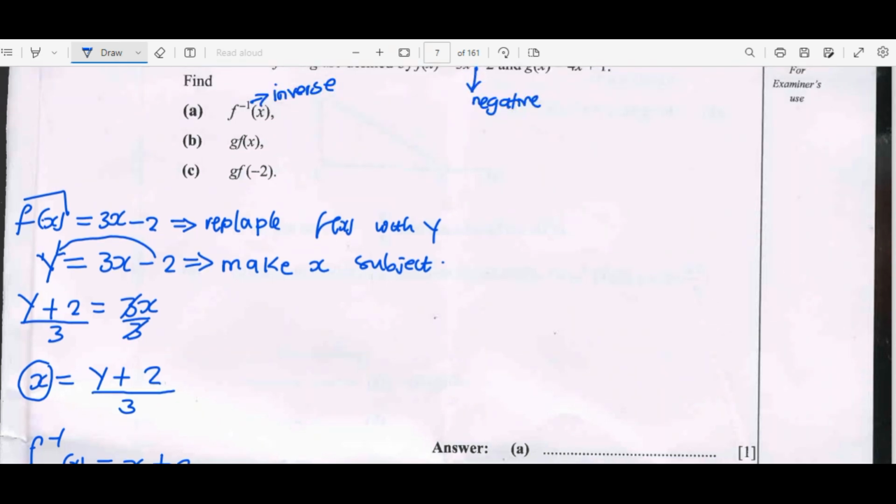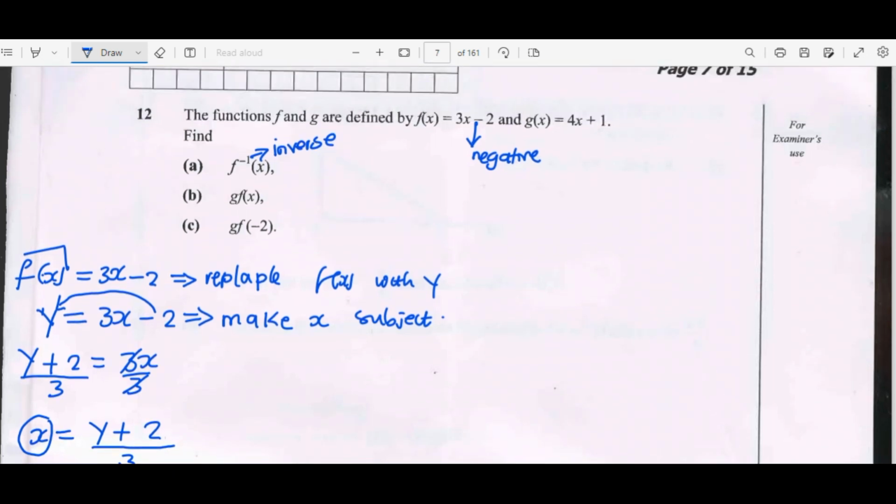Now we move on to the other question. The other question is where we are told to find the composite function. Now what does that mean? Composite simply means we get the two functions, this function and this, and we combine to make one function. Or sometimes you may be given just one function, but you are told to composite, to combine it. So I've seen questions like that.